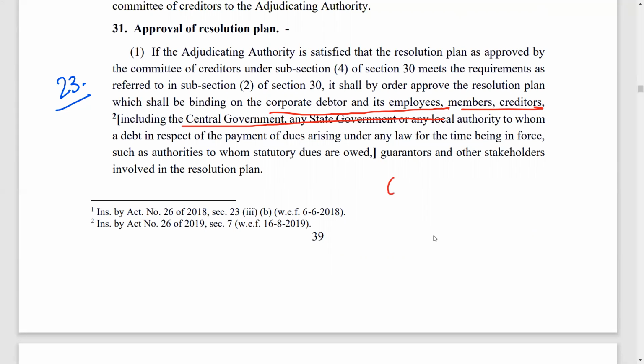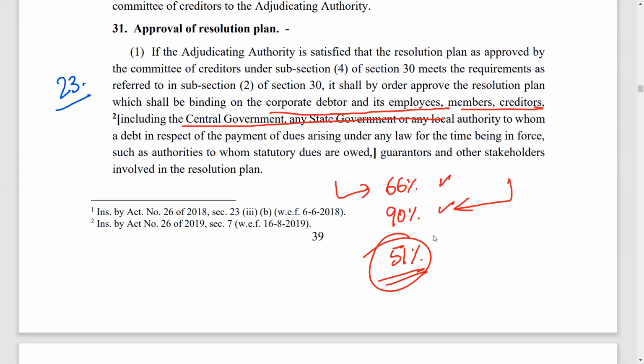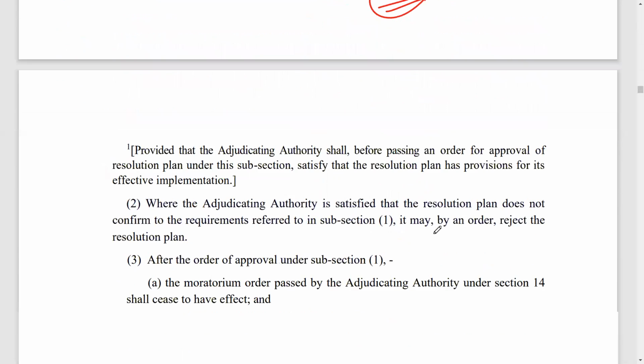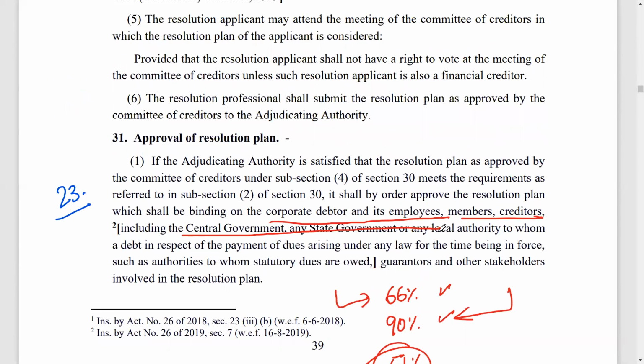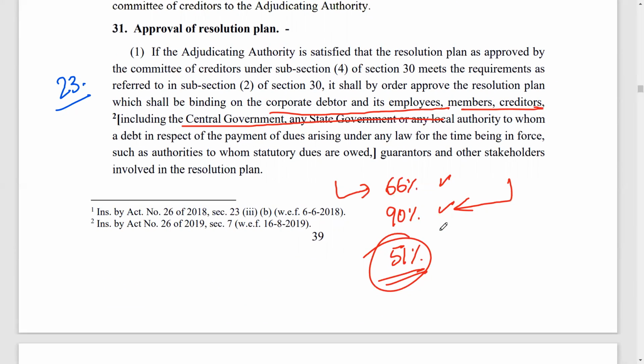A quick fact: 66% voting share is required by the committee of creditors to approve the resolution plan, right? 90% of the voting of the COC is required to withdraw the application. Otherwise, it is all 51%. So the voting share of COC which is required is always what? It is 51%, except where something else is mentioned, like to approve the resolution plan it is 66%, and to withdraw the application it is 90%. So these are some of the points which I wanted to discuss under IBC as far as the CIRP process is concerned during the last minute or last day revision video.